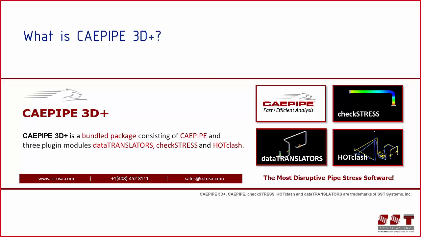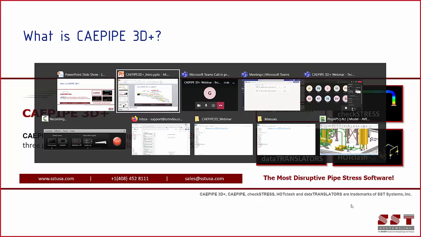What are the different modules? One is the data translators. And the data translators from various 3D plan design systems, where you take the piping layout, including pipe sizes, material properties, temperature, pressure, and support, where the supports are located, types of supports, all of those can be brought in from 3D plan design system into the stress module, which is CAEPIPE.